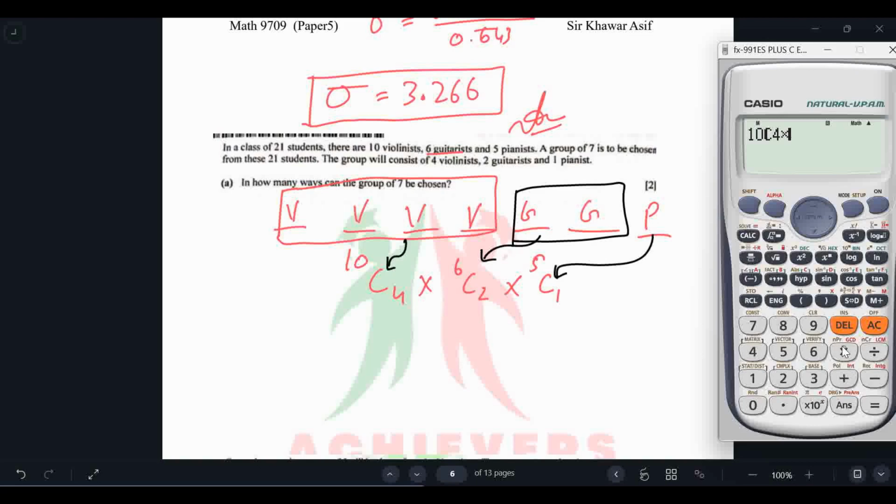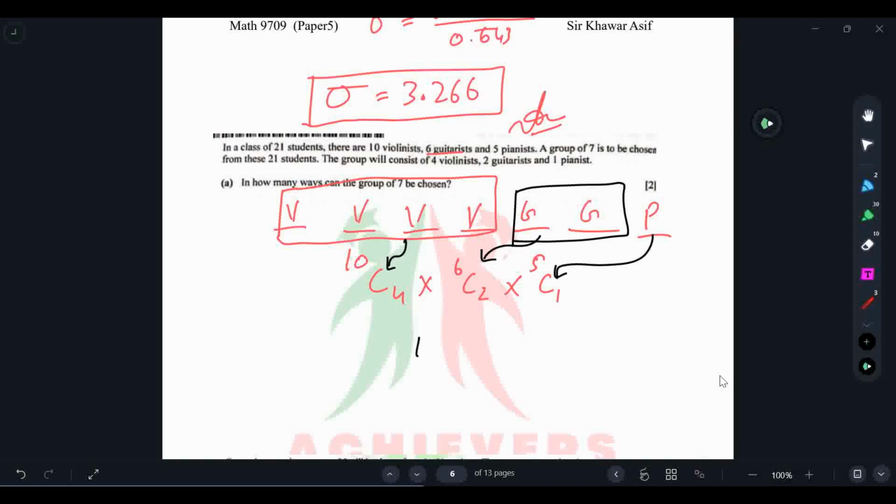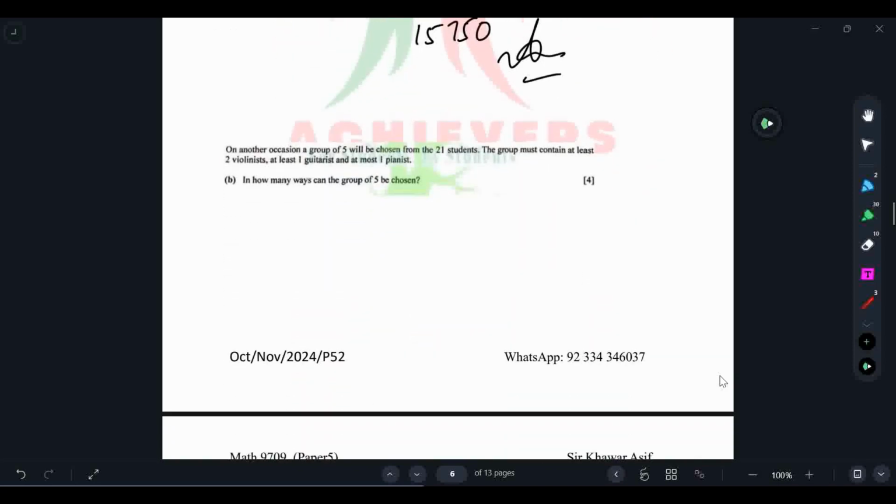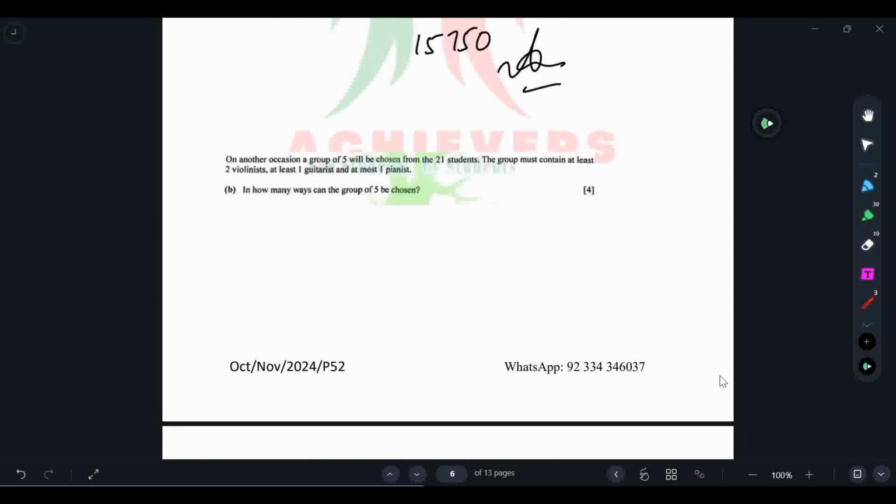10C4 multiplied by 6C2 multiplied by 5C1 will be equal to 15750. This will be the final answer. Let's move to the B part: in how many ways can the group of 5 be chosen.